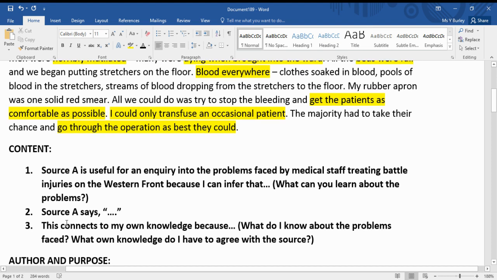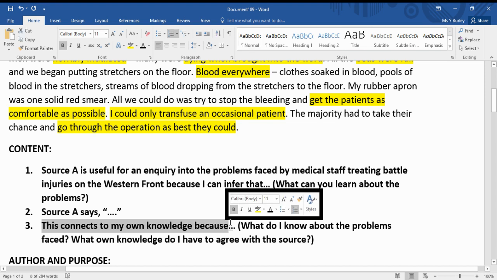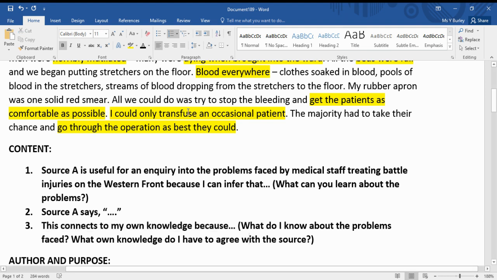After you've done that, you need to connect the source with your own knowledge. So you're going to have a sentence that tells me "this connects to my own knowledge because", and this is where you have to write about two to three sentences about what you know about the problems faced. Anything that you've learned already from the World War I medicine topic that isn't in the source, you're going to support the source with your own knowledge. So what do I know about the problems faced? What own knowledge do I have to actually agree with what the source is telling me?